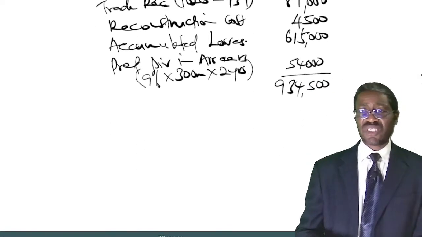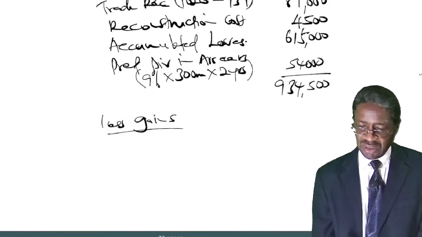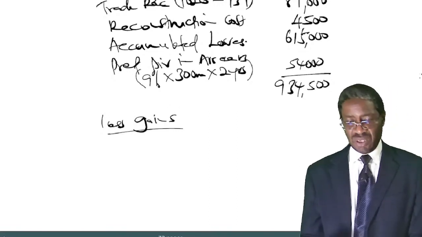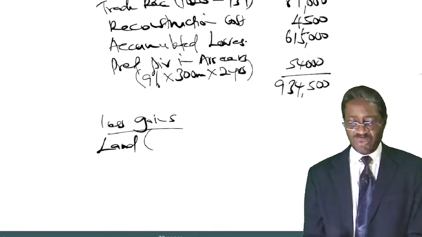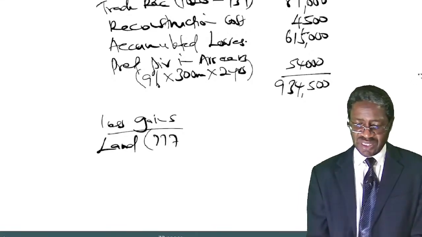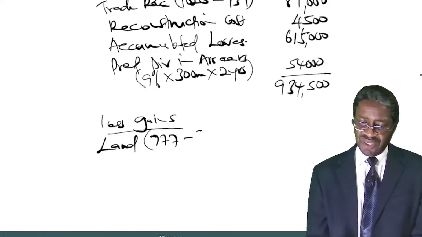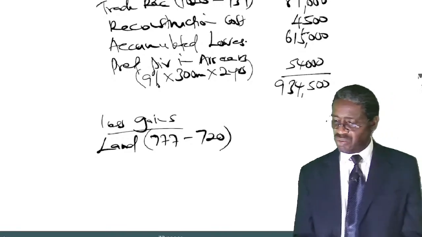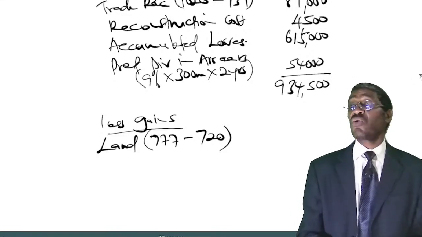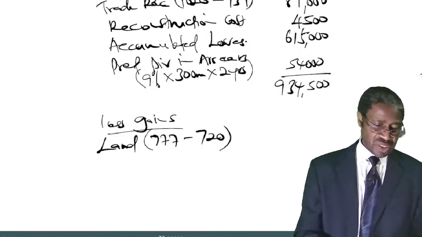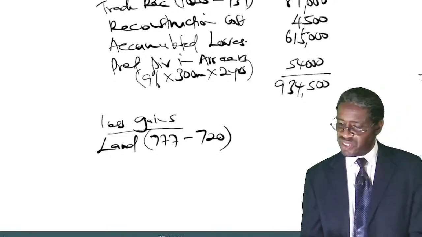934,500. That's what I'm getting. Then we come and say less gains. We have already identified two of them. One of them was land. I remember the values. Land, we were told by note number 3, 777, while the book value, I remember, was 720 in the balance sheet. So by us reconstructing, we shall make a gain of how much? 777 minus 720, I'm getting a gain of 57.